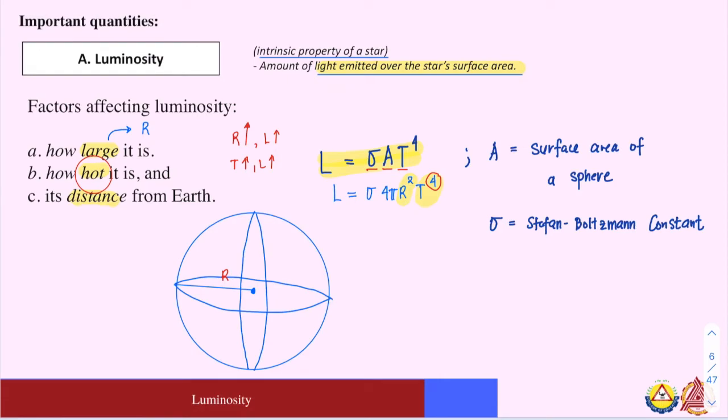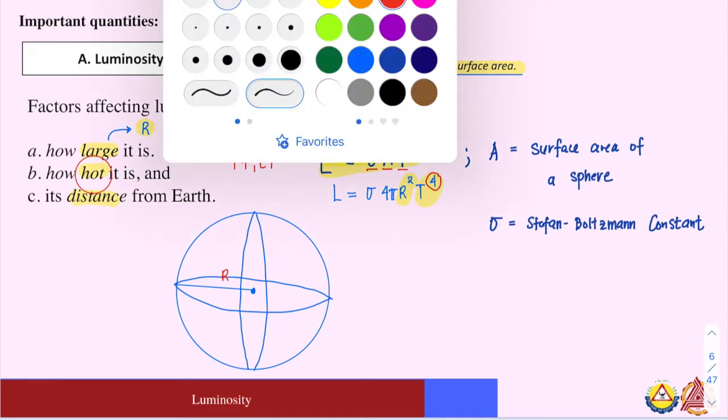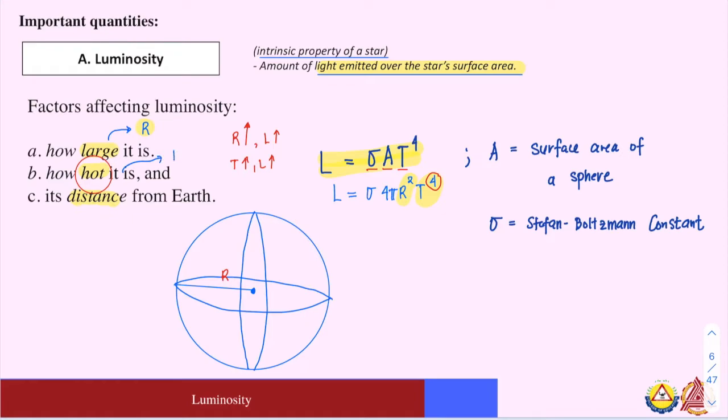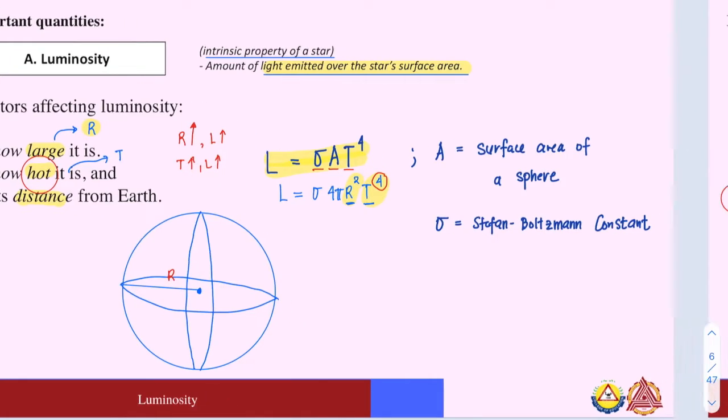Another thing you have to remember is that these are important quantities that you need to understand. Luminosity is affected by how large your stellar body is, that means the radius of the sphere, assuming the stellar body is spherical, and how hot, that means it's closely associated with the temperature of the stellar body. So the luminosity varies with R and T. Since T is raised to the power of 4, the temperature has a greater effect on the luminosity of a body than its size, because R is only squared.